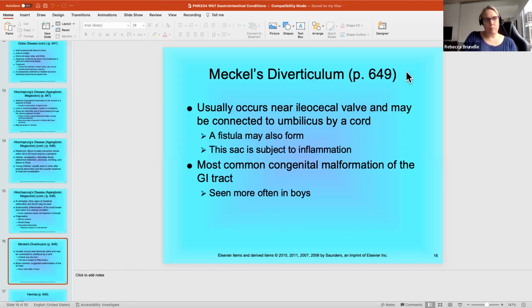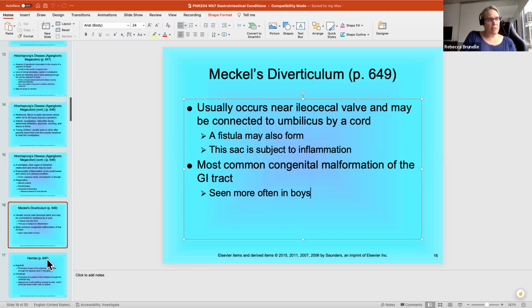Meckel's diverticulum is another. This is like an outpouching. It's near the ileocecal valve, and it causes painless rectal bleeding as that little outpouching is inflamed. It's the most common congenital malformation of the GI tract. You see it more often in boys, and they do surgery on it.